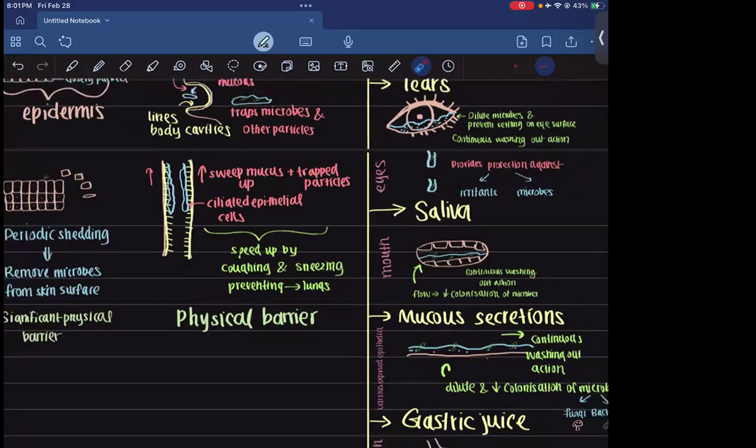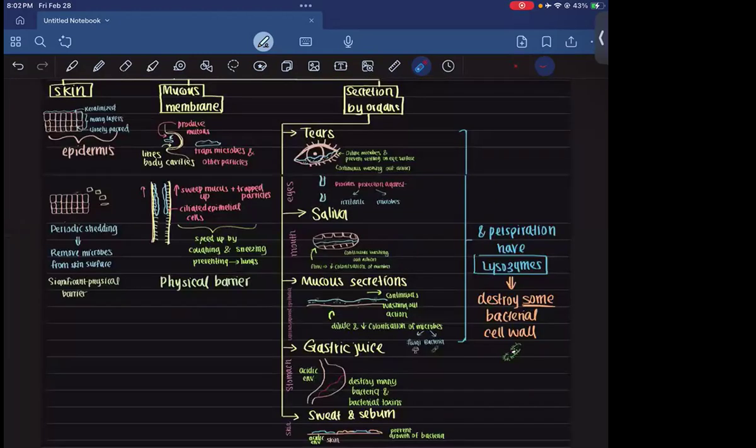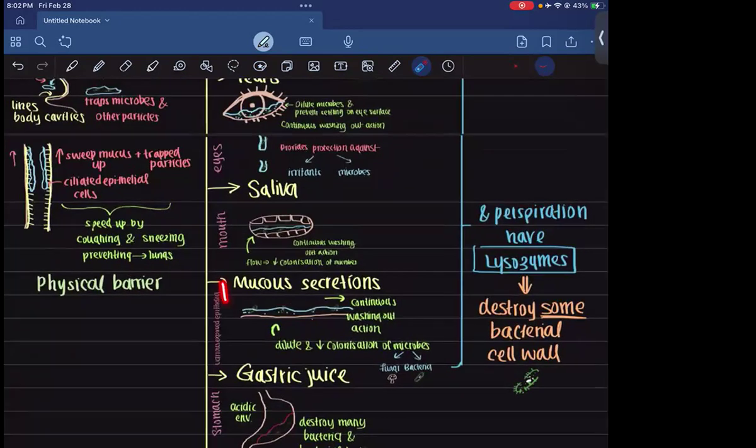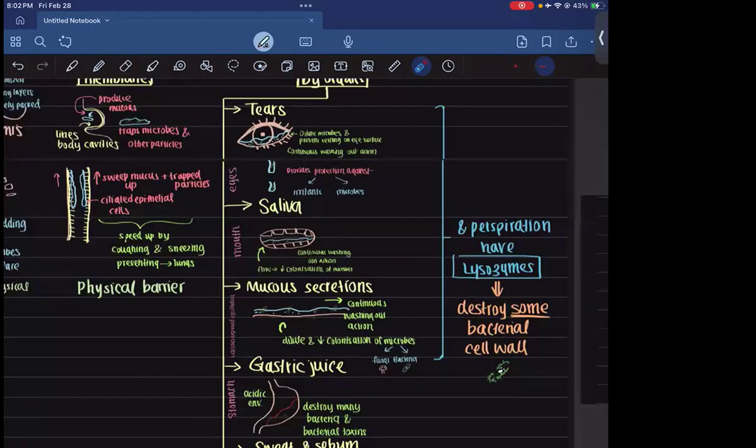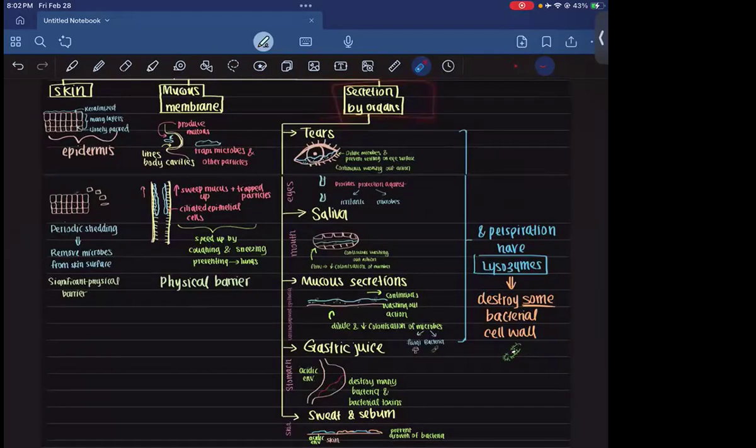So this mucous membrane, is mucous membrane a physical or chemical barrier? The membrane is a physical barrier. Later we'll be learning this mucus secretion. The mucus that is being secreted is going to act as a chemical barrier. Okay. Then secretion by organs, that is the third instance.